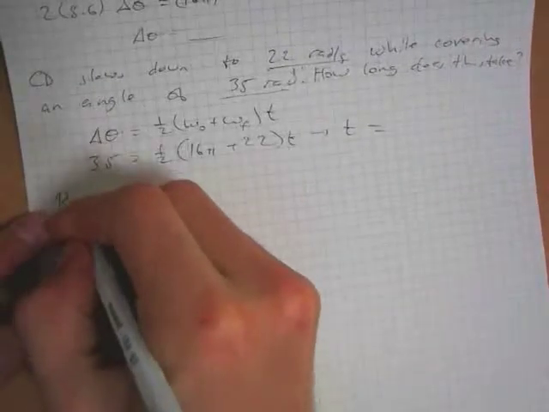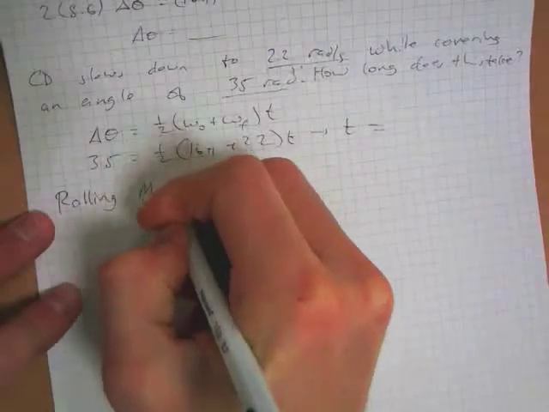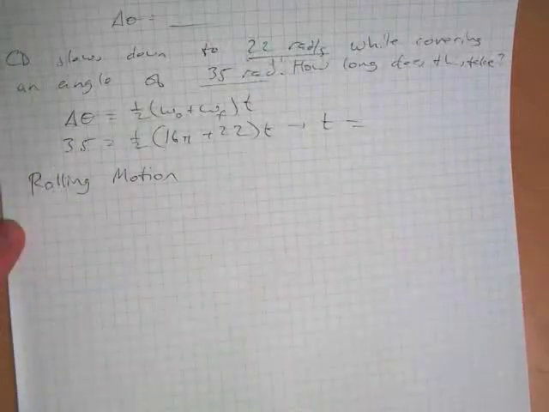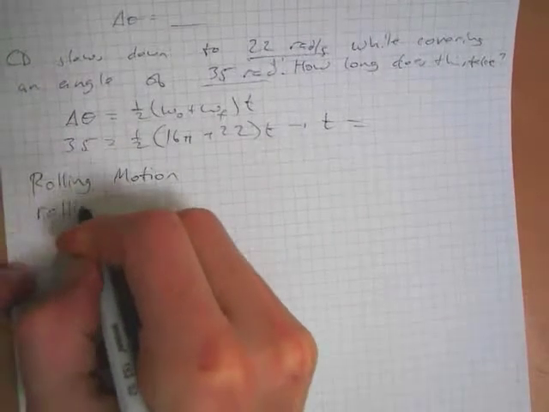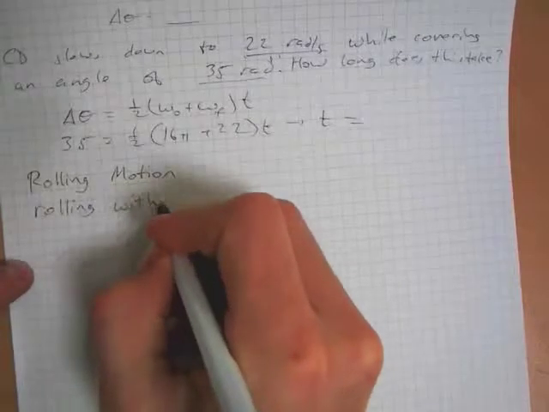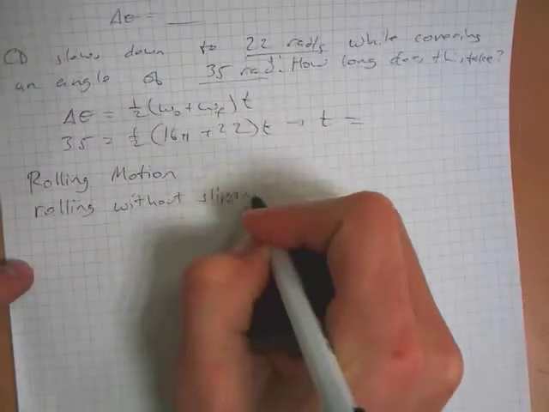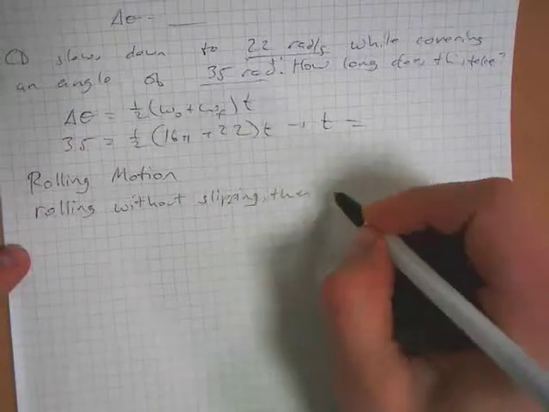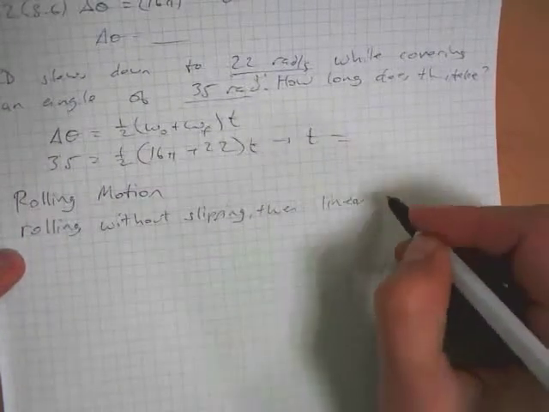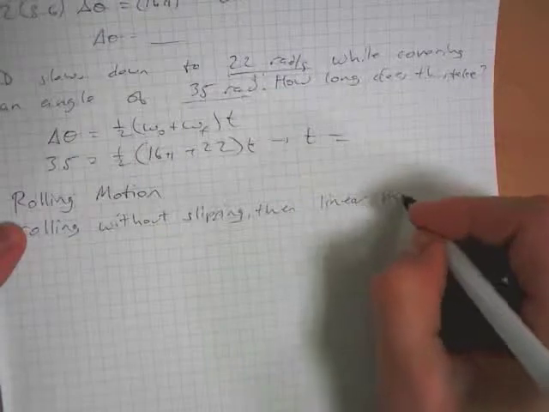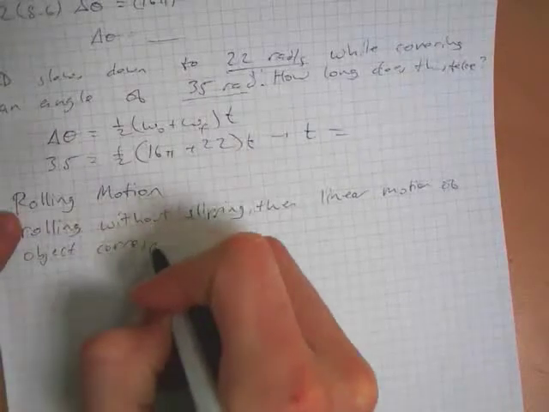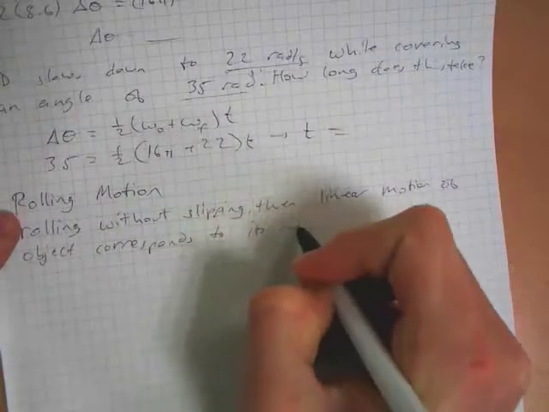Another interesting application of rotational kinematics has to do with rolling motion. And this is talking about when we have a ball or a tire or something that's rolling. And if we are rolling without slipping, meaning the tire isn't sliding at all, it's just rolling, then the linear motion of the object corresponds to its rotational motion.